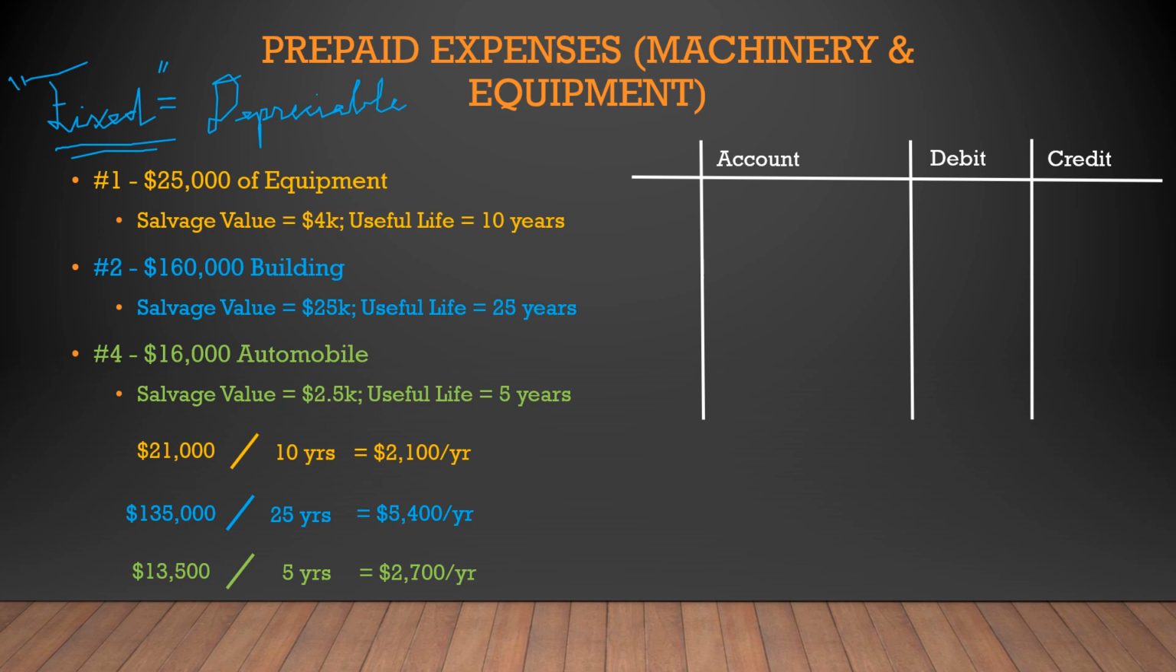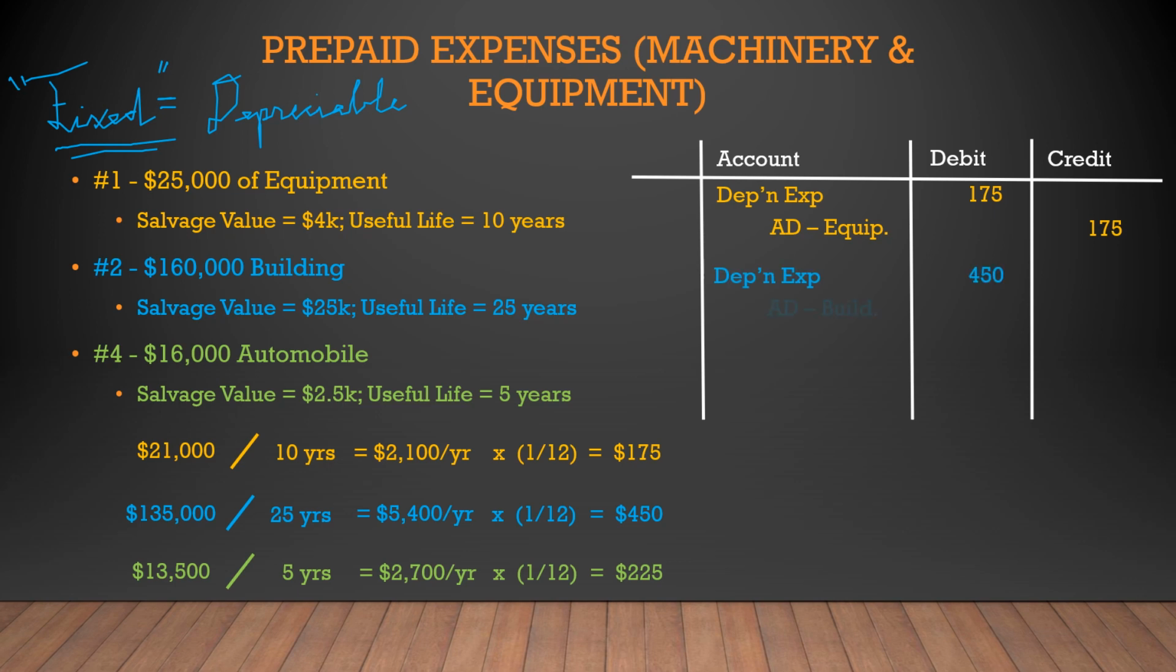Multiply each of those amounts by 1/12. Their monthly depreciation amounts will be $175, $450, and $225. Now that we have the amounts, the journal entries are a cinch. Just debit depreciation expense and credit accumulated depreciation for each of these amounts. If you like, you could condense these three entries into one as seen here.